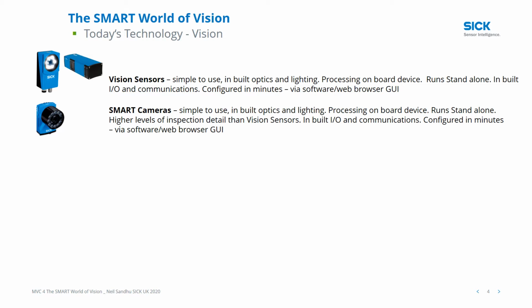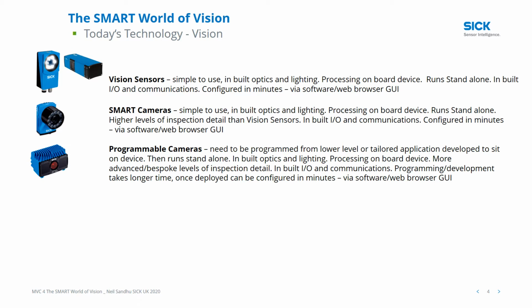It runs standalone as the vision sensors do, but you usually get a higher level of inspection detail in terms of perhaps better resolutions, more accurate vision inspection tools to go to that increased level of detail that you may need from a vision inspection application. Again, usually inbuilt I/O and communications, and usually, as well as the vision sensors, some software that's usually accessible on a PC or even in the web browser can configure the smart camera to do its task in a short amount of time.